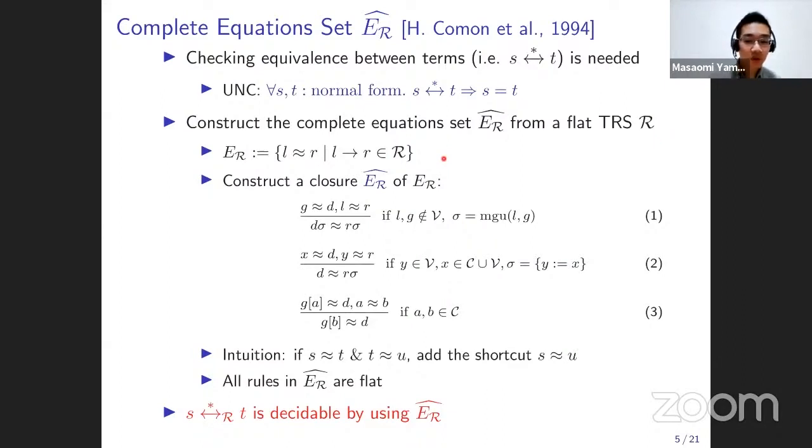First, get the corresponding equation set E_R. E_R can be obtained by replacing arrows with equals. And next, construct a closure of E_R with regard to these three rules. Here, I don't look at the details of the rules. The intuition is that if E_R has the equations s = t and t = u, add the shortcut s = u and repeat this. Beware that all rules in E_R-hat are flat. Finally, by using this E_R-hat, s ↔*_R t is decidable.